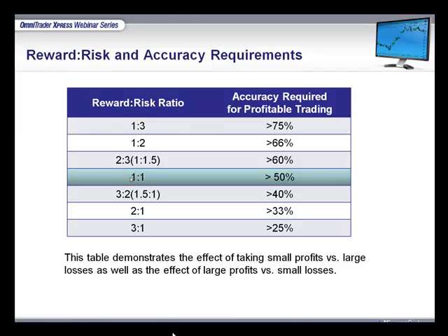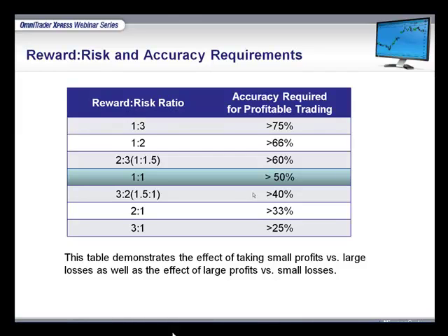Of course, the 1 to 1 is an easy one to analyze, right? Because there you basically have to be right more than 50% of the time to show any kind of profits in your trading. Now, as we begin to work down the table, we can see the effect of looking for large profits and keeping your losses small. The next one down is a 3 to 2 reward risk ratio, or 1.5 to 1, and you can see then you only have to be right over 40% of the time to be profitable.